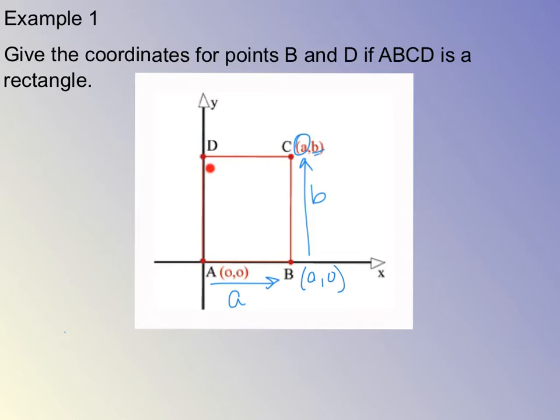If I want to figure out the coordinates for point D, I'm starting at A, and I don't want to go over any units, but I want to come up to this level, so I'm going up b units. So that coordinate is located at 0, comma, b.